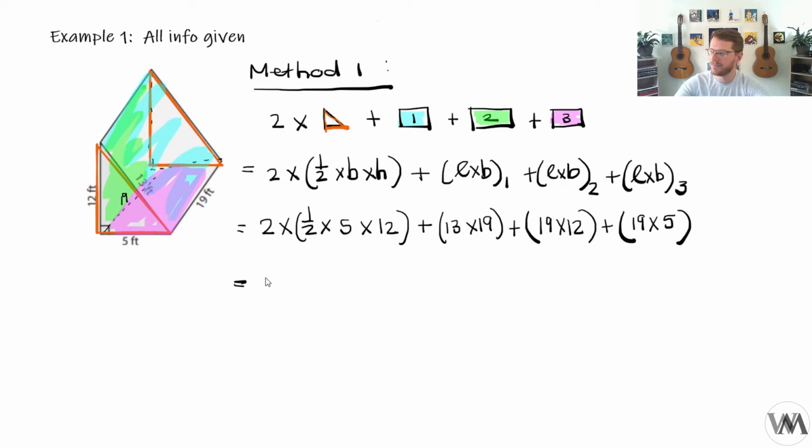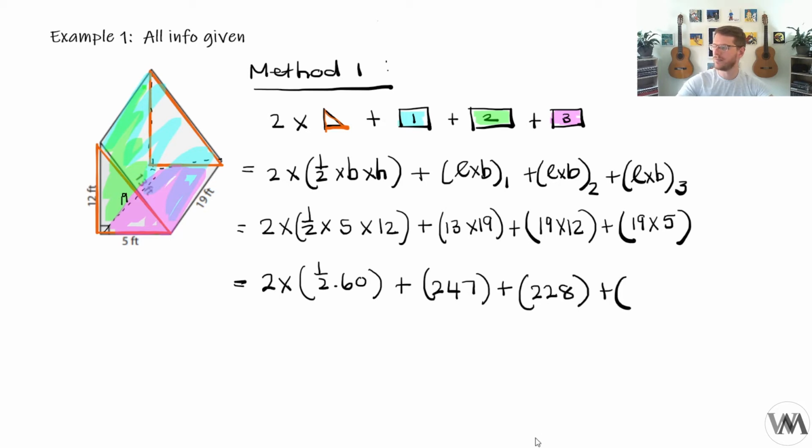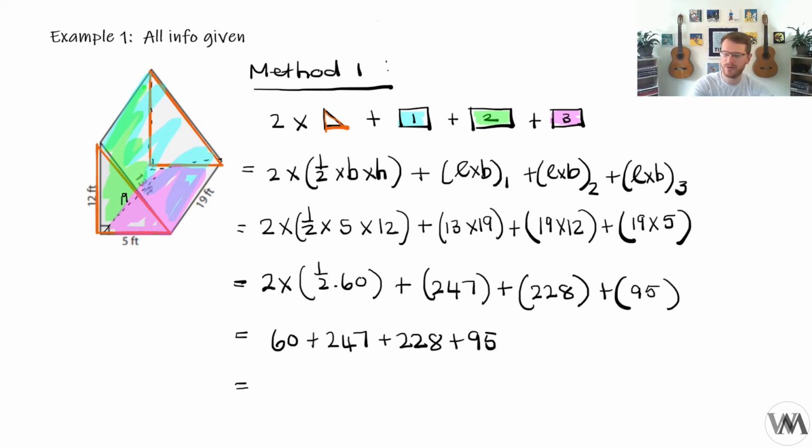Next, I'm going to calculate. So it's 2 times a half times 60 plus 247 plus 228 plus 95. So 2 times a half times 60, we know half of 60 is 30, so 2 times 30 is 60, plus 247 plus 228 plus 95. And remember, my answer will be in feet squared. If I add all these up, I will get to 650 square feet. So this is my first method I can use to get to the surface area of this triangular prism.